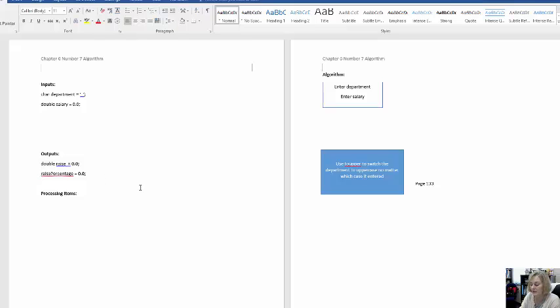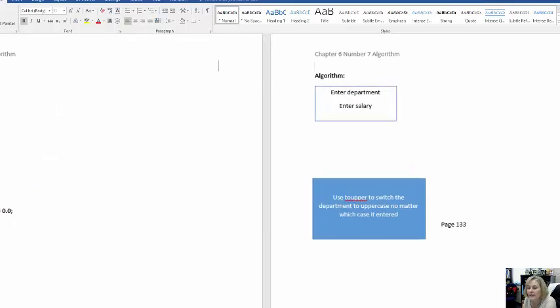And raise percent would also be double because why? It has a decimal point in it. So basically, these are your variables. Could there be more? Possibly. Do we have a processing item? Not as far as I see right now, because what I would determine would be an intermediate value, which would be the raise, is actually output.